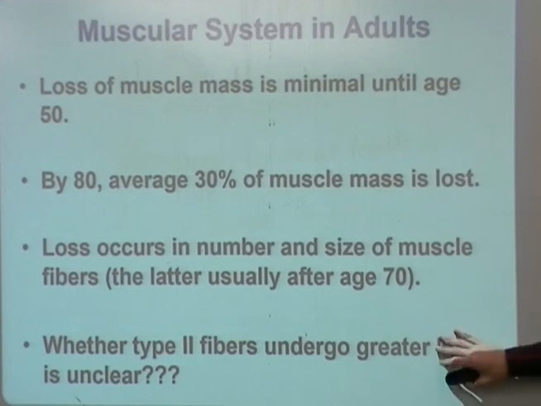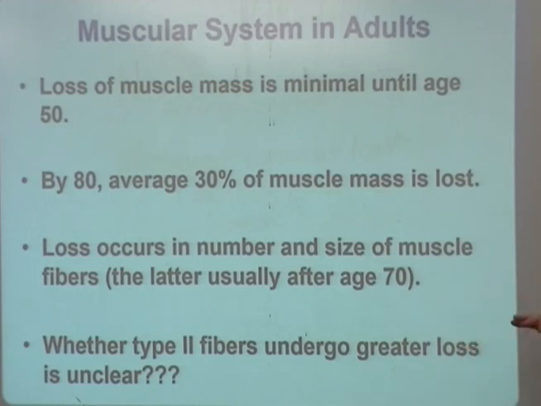So, type 2 fibers, they're the fast ones. It does seem that they tend to drop off more than the slower ones. So I might still be able to run, but I'm not going to be able to run as fast as I could before.